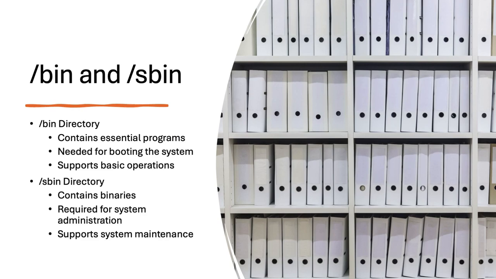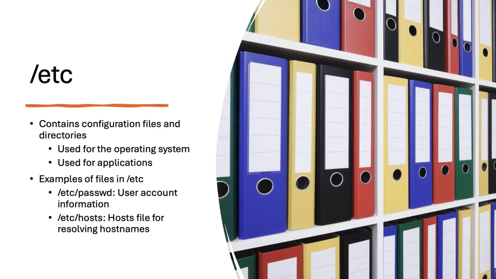The /bin directory contains essential programs for booting and basic operations, while /sbin holds binaries for system administration and maintenance. The /etc directory contains configuration files and directories for the operating system and applications. Examples include /etc/passwd for user account information, and /etc/hosts for resolving host names.